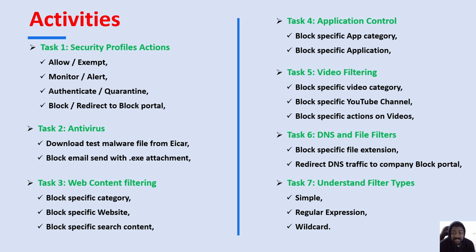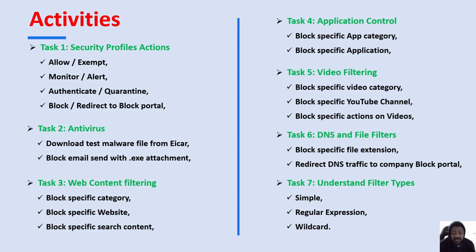In task 6, we'll see DNS and file filtering. So here we'll see how to block a specific file extension on your network. Like maybe you don't want users on your network to download ISO or archive files or .exe files. We'll see how to block this. We'll also see how to redirect DNS traffic to a company block portal. So maybe you want to block some specific website on your network, and you want to redirect users to the company block portal, where maybe you explain to them why the website or the content is being blocked by the company. So we'll see how to redirect that traffic to a company-created block portal.